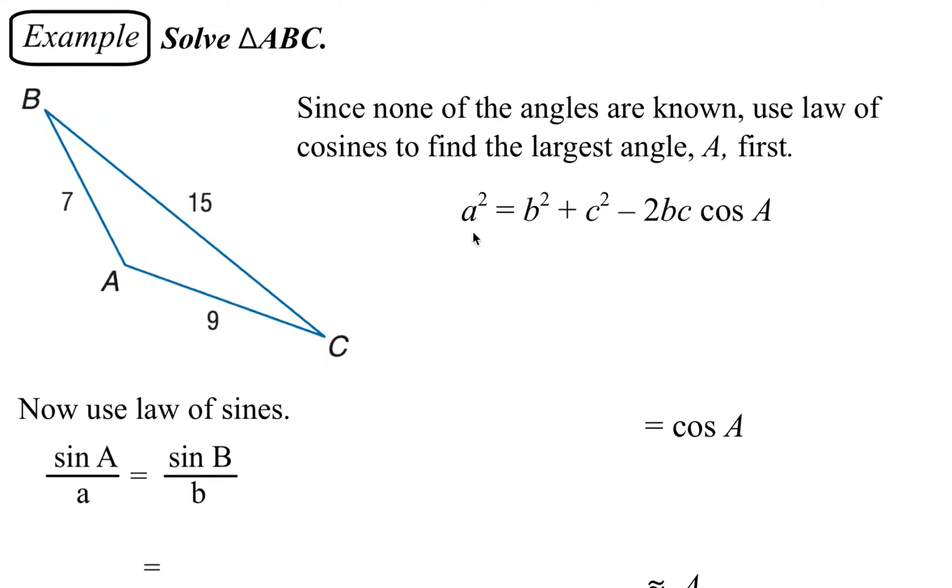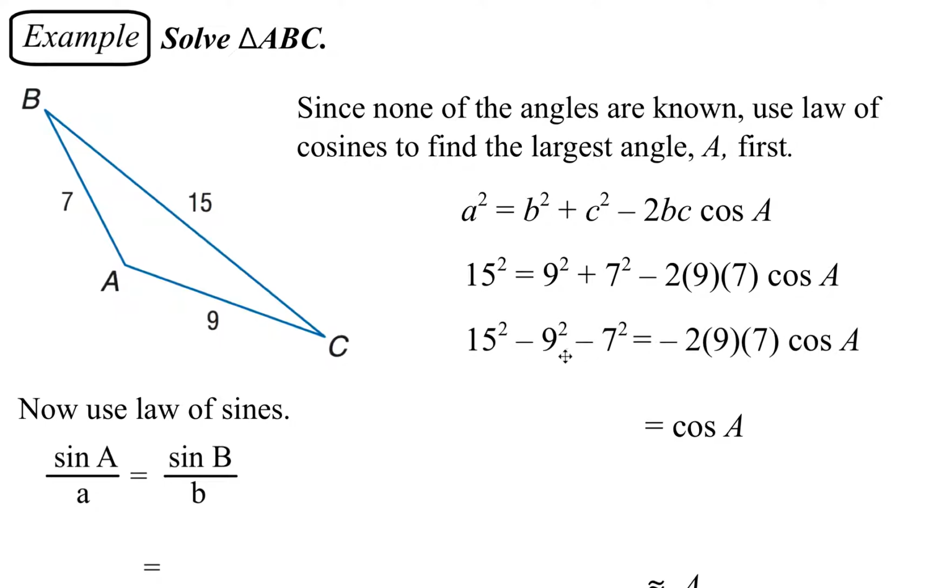So here we go, a squared equals b squared plus c squared minus 2bc cosine a. And substitute in what we know for the a, b, and c sides. The only thing we don't know is cosine a. So now this gets a little bit weird. So we need to subtract the 9 squared and the 7 squared from the 15 squared. And so I'll go ahead and do that. And then we're going to divide both sides by negative 2 times 9 times 7 to get the cosine a alone. Okay, so we're going to get cosine a is equal to this.